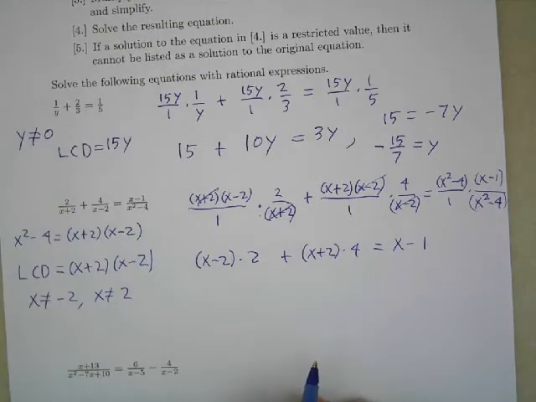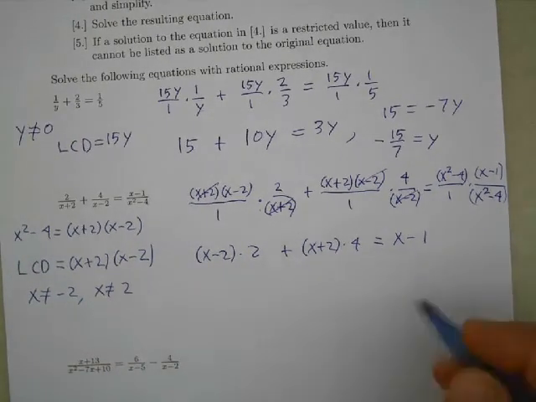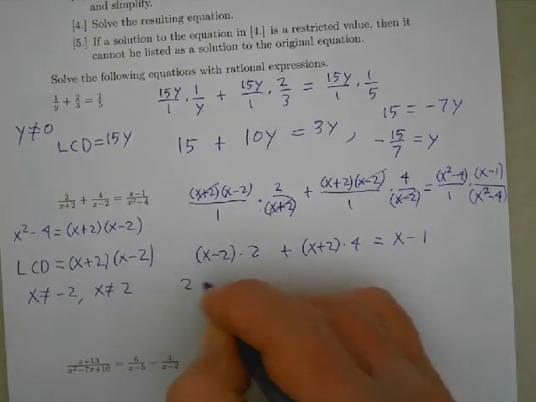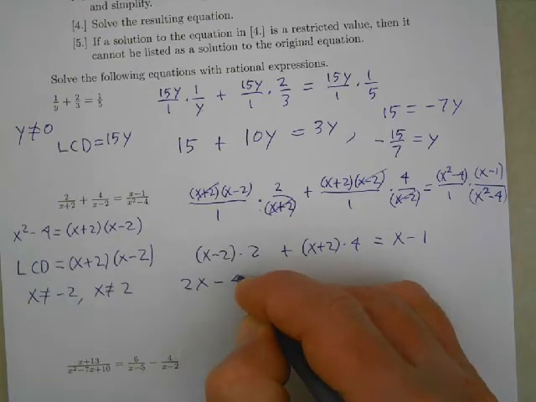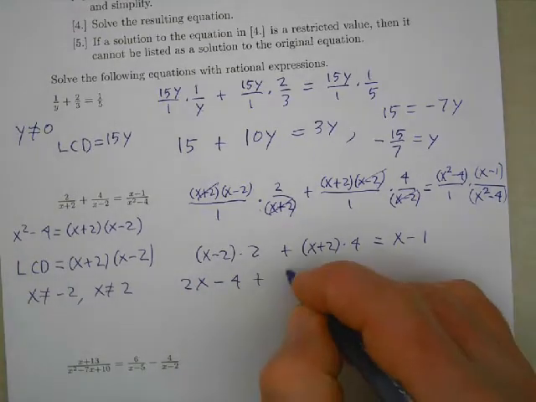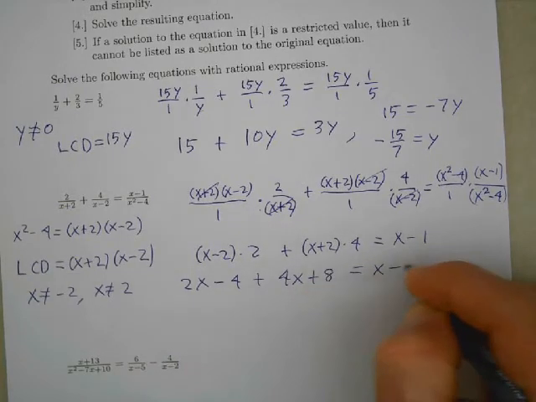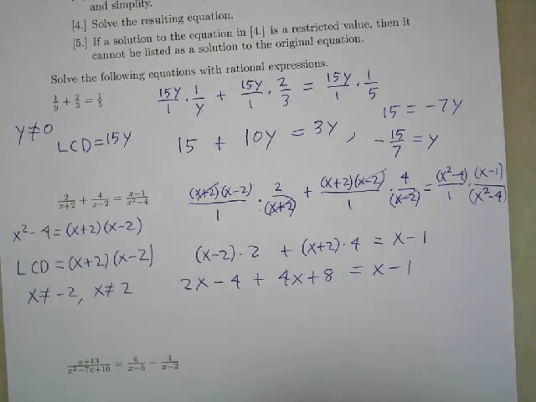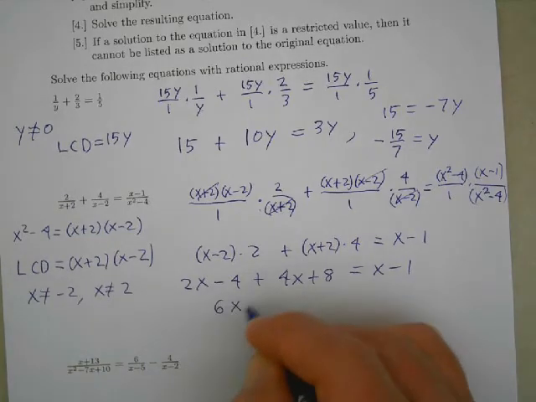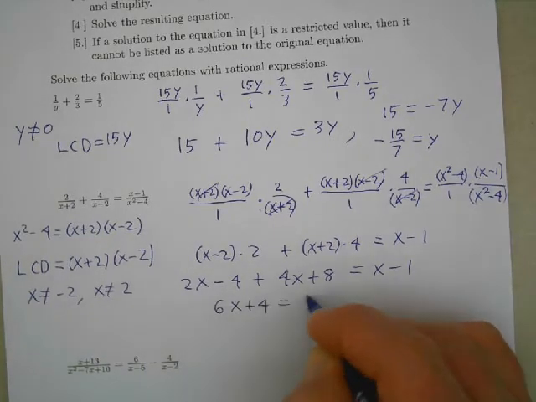The resulting equation is fairly simple to solve. It's just a linear equation in one variable x. So we'll do the algebra and arithmetic. Combine like terms on the left-hand side. We get 6x plus 4 equals x minus 1.